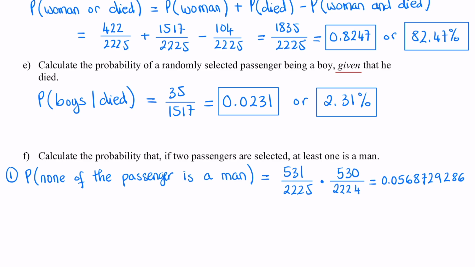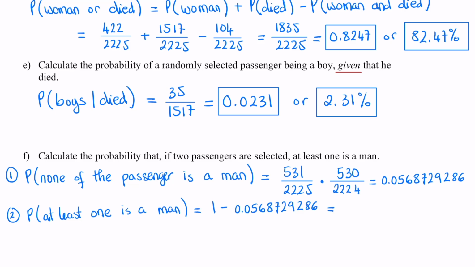0.056872986. Step 2, we will subtract this number from 1. And I get 0.9431270714. And if I round this to 4 decimal places, I get 0.9431 or 94.31%.